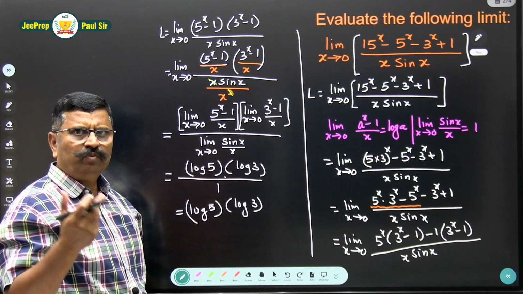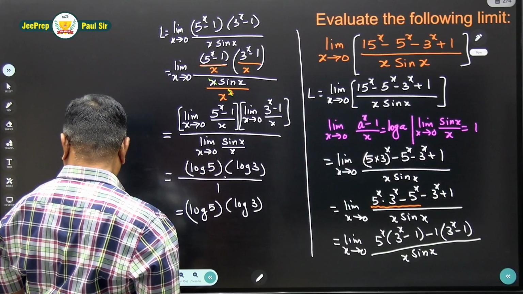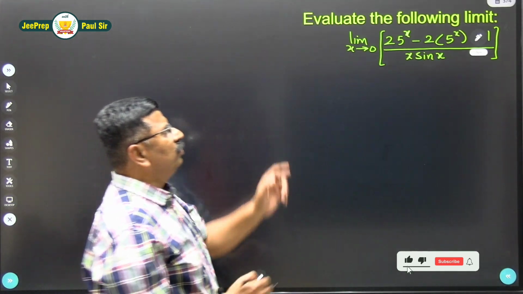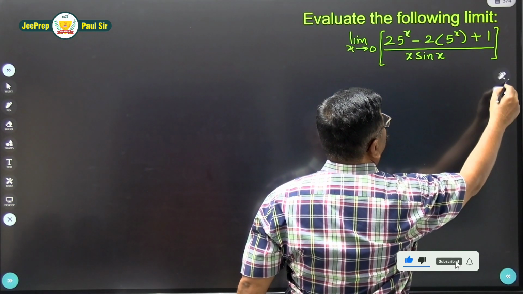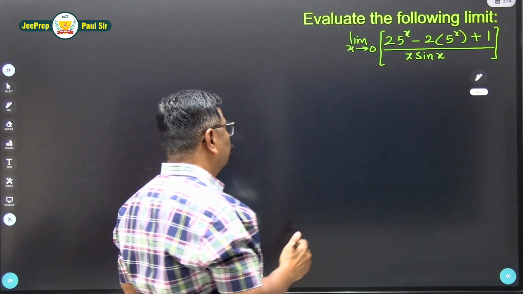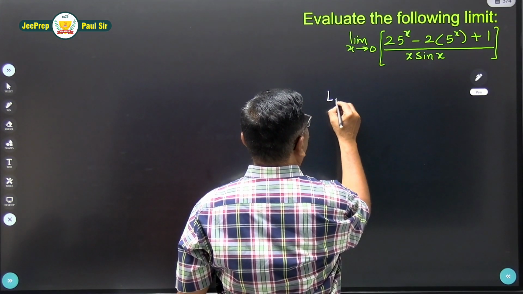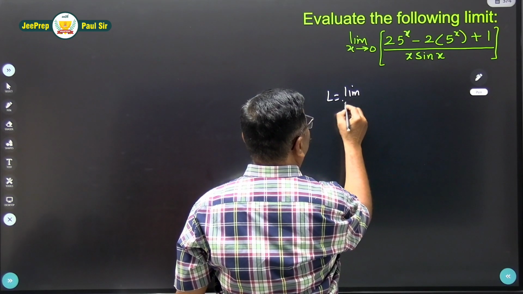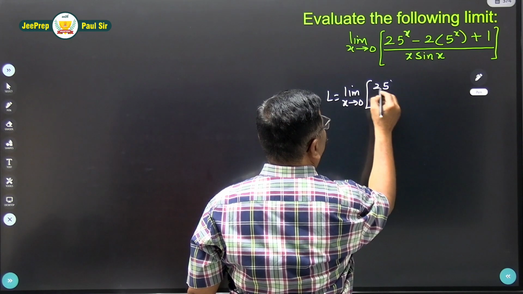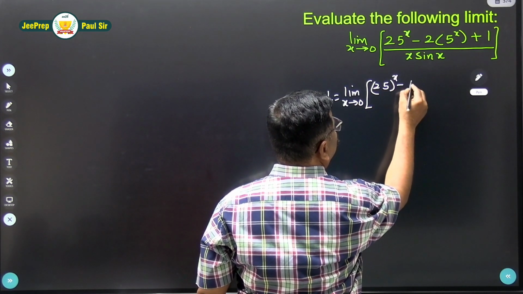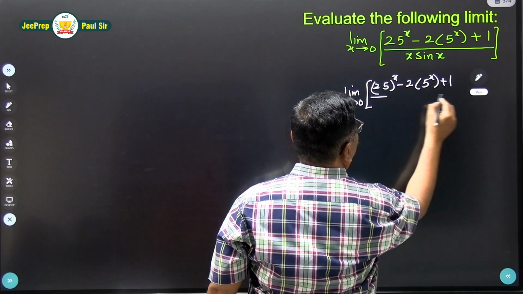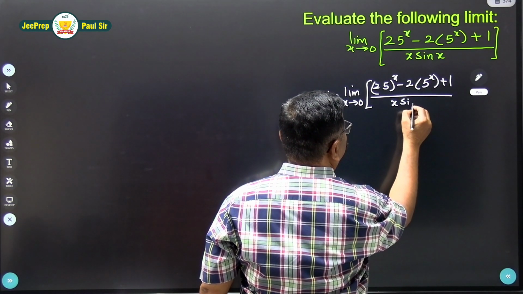So we'll solve one more sum of this type, which is also quite a simple sum. Now in this sum also we have to convert the expression in the numerator into the format of the formula of the exponential limit. So let N be the limit of this function, limit x tends to 0, 25 raised to x minus 2 into 5 raised to x plus 1 divided by x sin x.